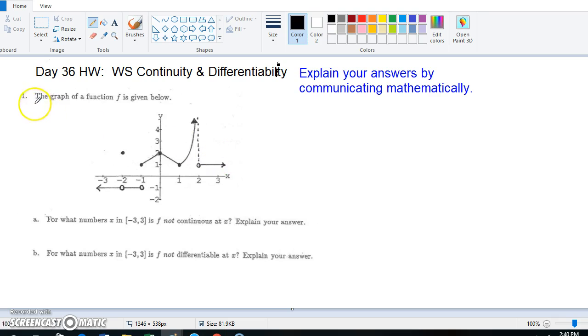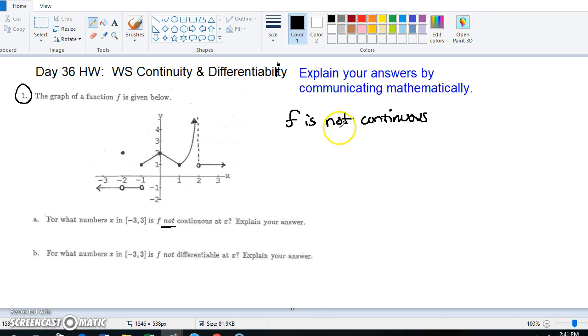All right, so question 1, the graph of the function below. Note on your graph, if you're printing this out, these are open circles. Every other point is a closed circle. For what numbers on the interval from -3 to 3 is f not continuous? Explain your answer.